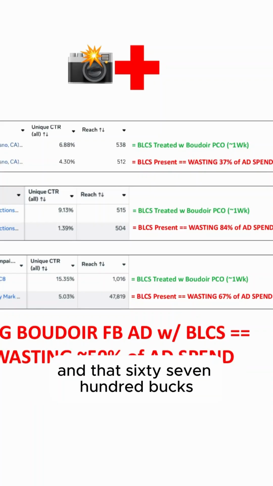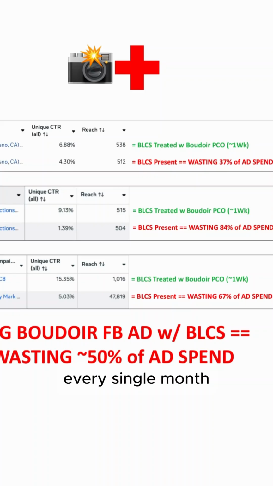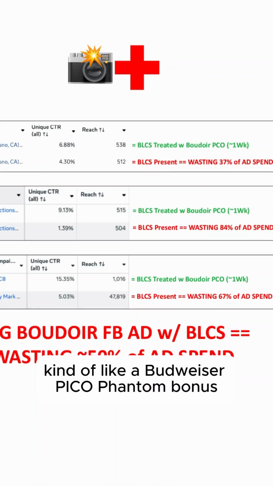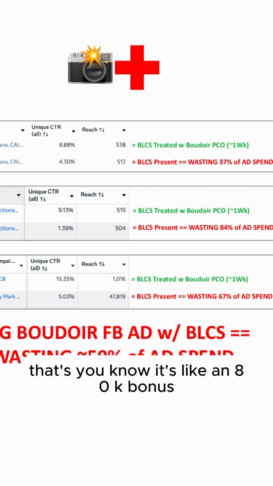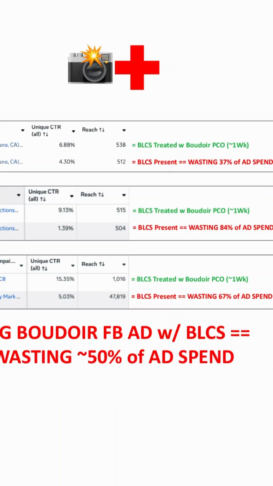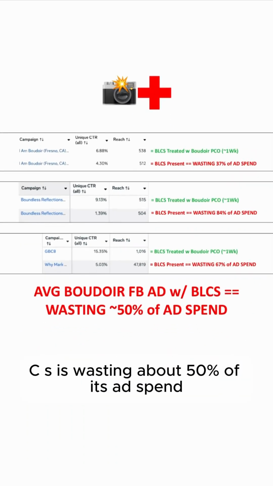And that $6,700 he no longer has to spend. He pockets it every single month. Kind of like a Boudoir Pico phantom bonus. And at the end of the year, after 12 months, what's that? It's like an 80K bonus. Literally, an 80K bonus. And so the average Boudoir Facebook ad with BLCS is wasting about 50% of its ad spend.